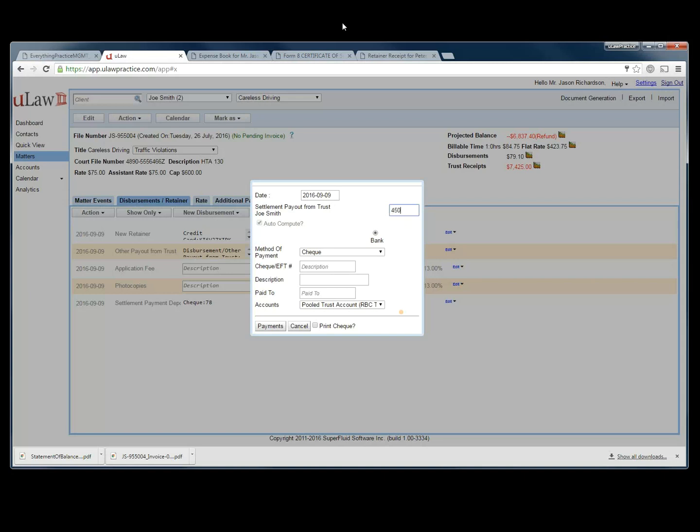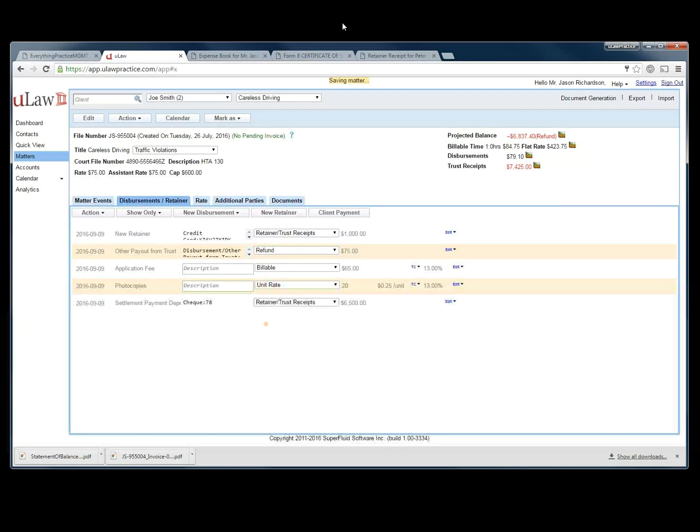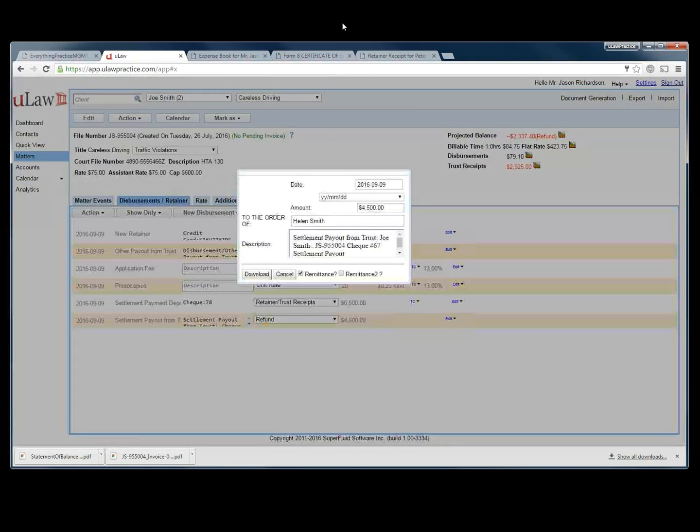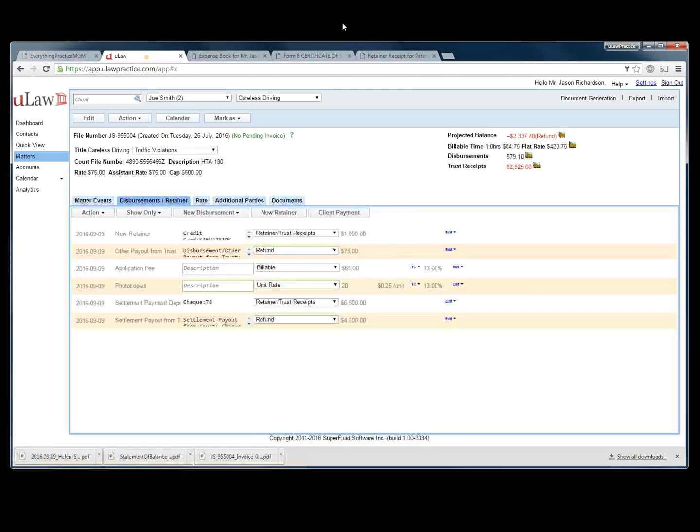If you're writing a $4,500 check, you want to make sure that you establish that, and then the check number, the reason, you can say settlement payout, and then who it was paid to. Maybe it is not Joe's, so you're paying the check to Joe's wife, so you can say Helen Smith. You can even print a check and process the payment right there. So clearly, as you saw, the date, the check number or the transaction detail, the memo we call it, and who it was paid to is very important.